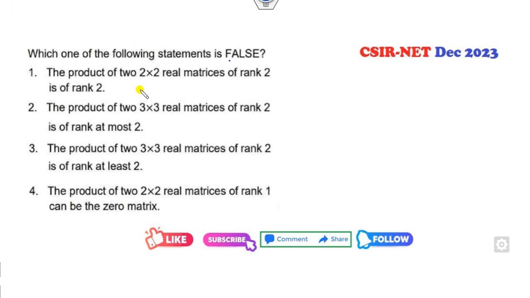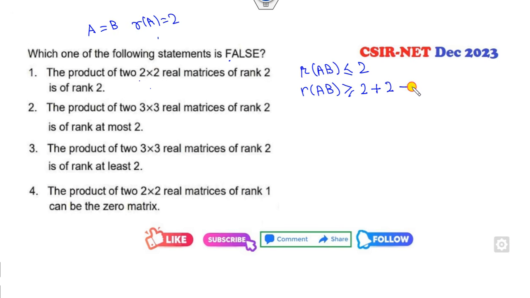Which of the following statements is false? 2 cross 2 matrices A and B have rank 2, then the product of these matrices. What is the rank of AB? Minimum of rank of A, rank of B. Also, we all know rank of AB is greater than or equal to rank of A plus rank of B minus number of column vectors. So 1 is less than 2, and it is greater than or equal to 2. That means rank of AB is 2. So this is a correct statement.